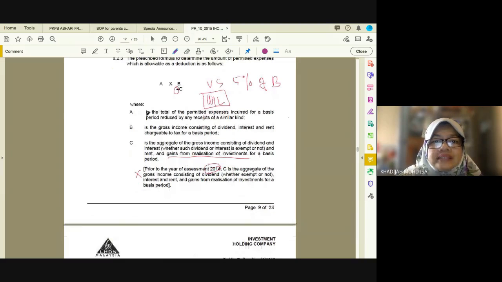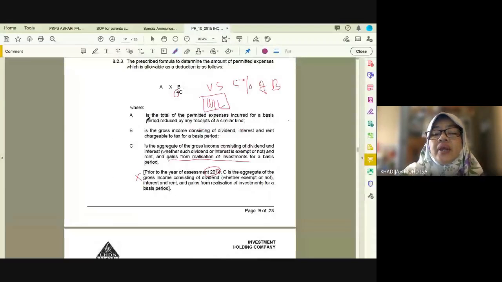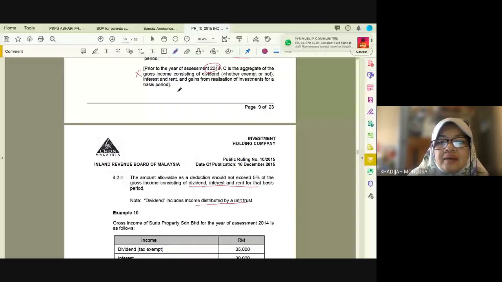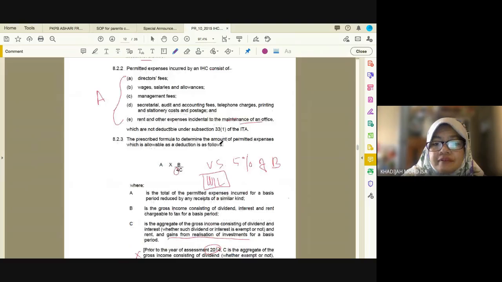And the amount allowable as a deduction should not exceed. Once you have computed your A times 4B over 4C, you have to compare that with 5% of B. This is your gross income from dividend and interest for that basis period, and whenever we see dividend, it includes that distributed by a unit trust. So this is your B. Whatever your B is, you times by 5%, then compare with your A times 4B over 4C. Whichever is lower will be your permitted expenses. That is the restriction amount.